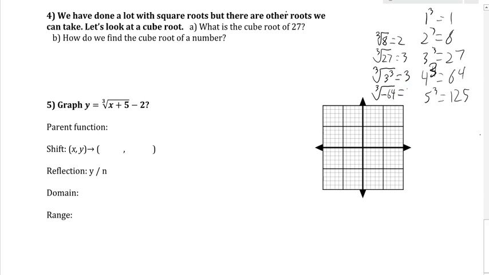I'm going to put a negative 64 under there. Negatives aren't a big deal because it's a cube root. A negative times a negative times a negative is a negative. So the cube root of negative 64 is just negative 4. So that's how we find the cube root of a number. You look for what cubed is that number.